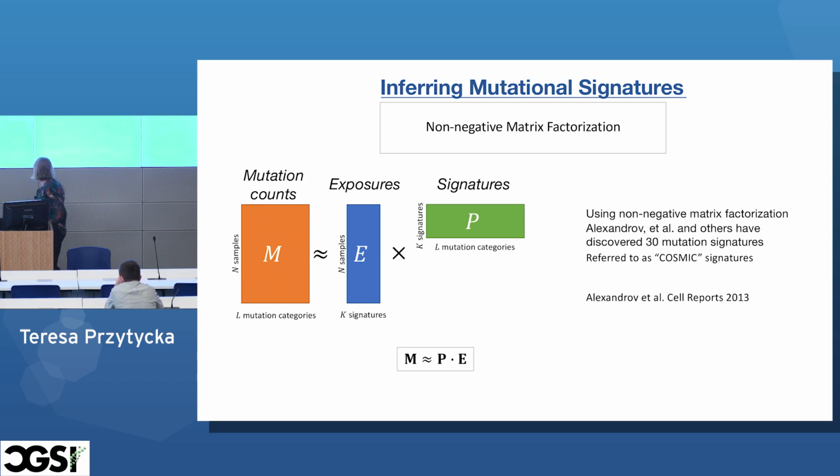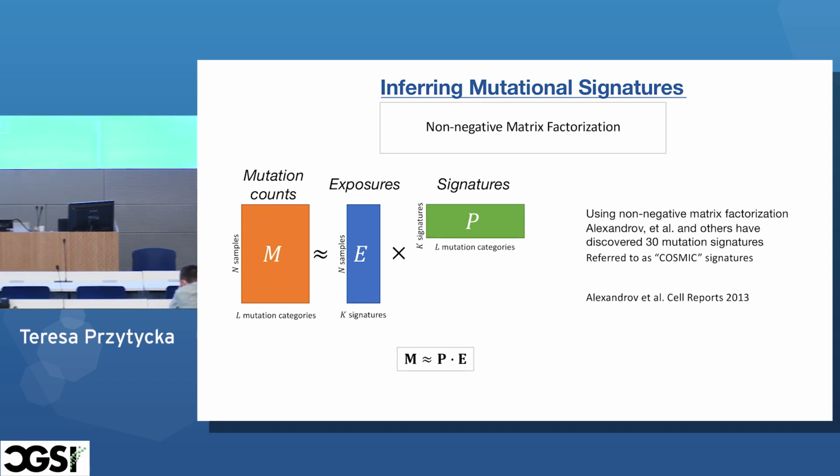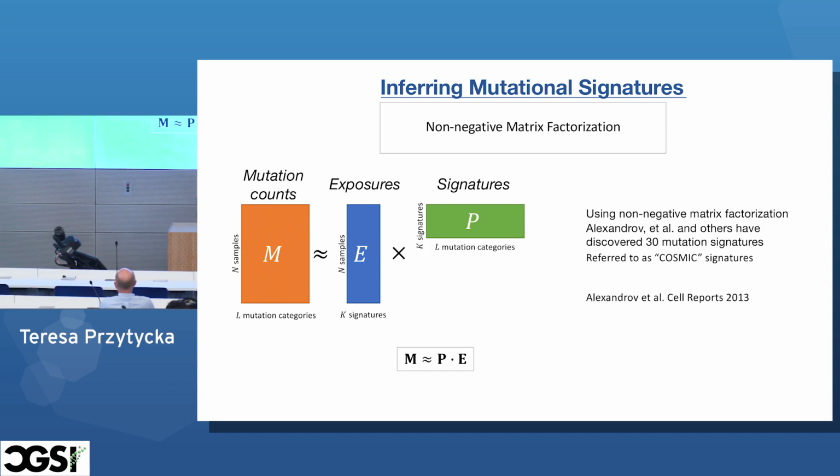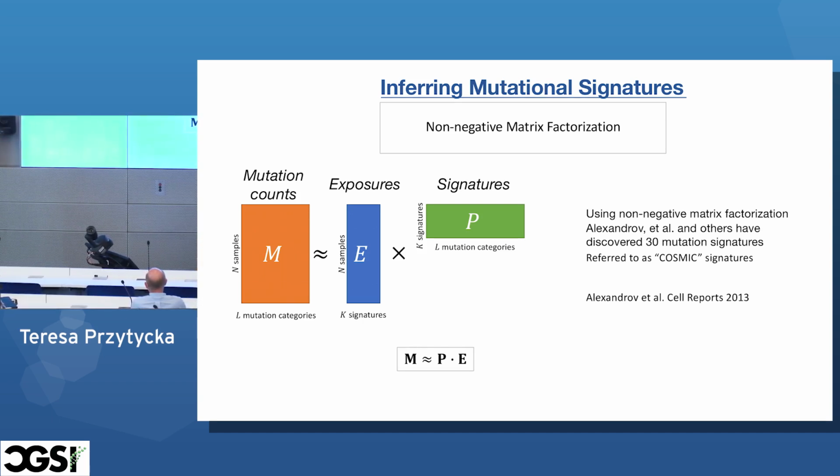So again, this is following the same paper from Alexandrov et al. from 2013. So basically, they propose we use non-negative matrix factorization. The orange matrix is the matrix of all the cancer patients or cancer data. Every row is a sample. Every column is a mutation category, so we have 96 of them. Every entry is the count of the mutation of a given category in a given sample.